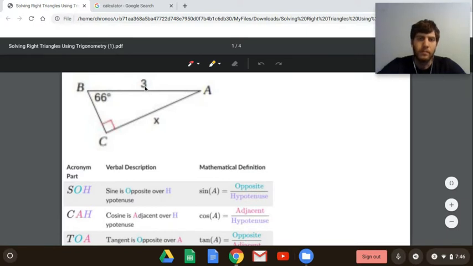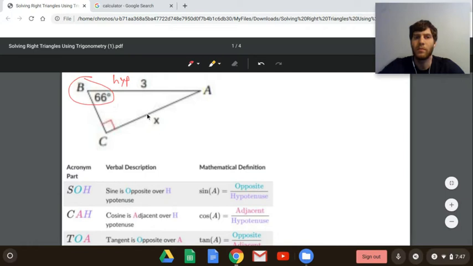All right. So the first thing we want to do is label the sides of your triangle. I would label your hypotenuse first. Your hypotenuse is across from the right angle, right? So here's your hypotenuse. Second, I would circle the angle we're looking at, the angle where we have some value or a symbol. In this case, it's the 66 degrees, which is B.